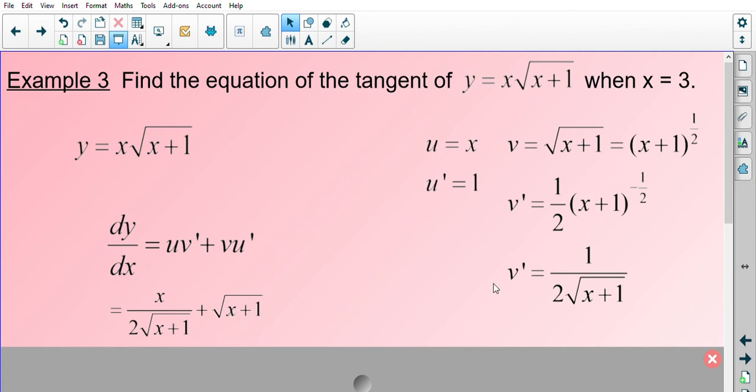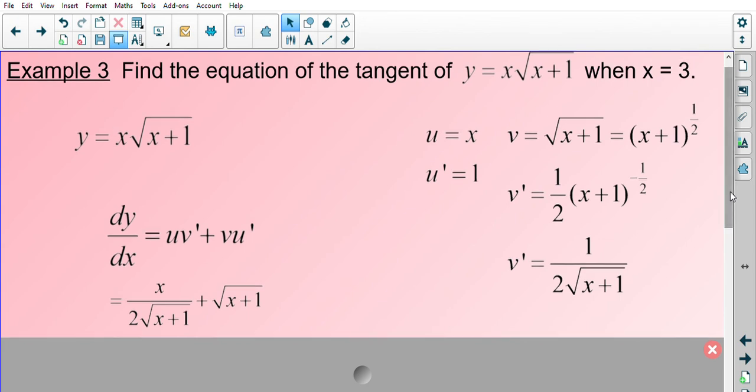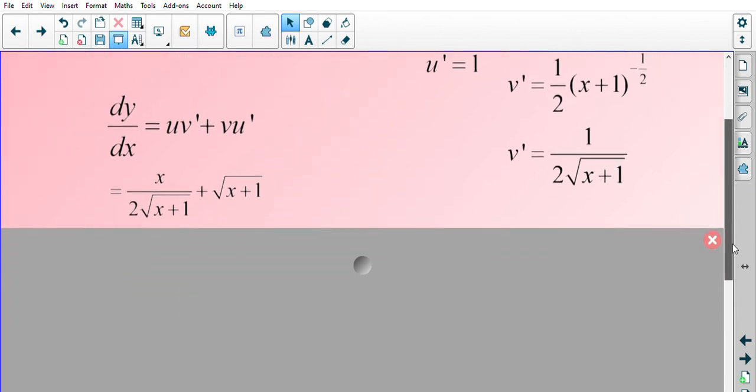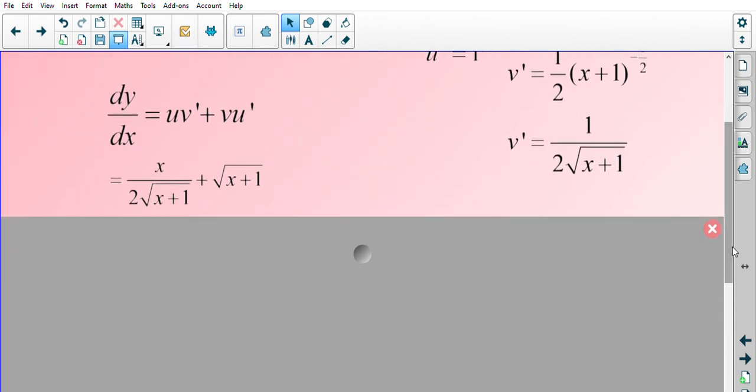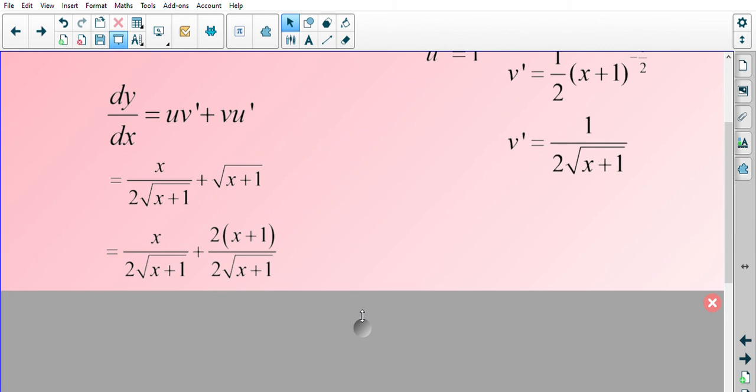Now we could leave it at that, but I know I'm going to have to substitute values in to find the gradient in order to get the equation of the tangent. So let's see if we can get this tidy. We might need to do a bit more work, but in order to get a nicer answer, using algebraic fractions, let's get the same denominator. So that's my step there. I've managed to get the same denominator now.